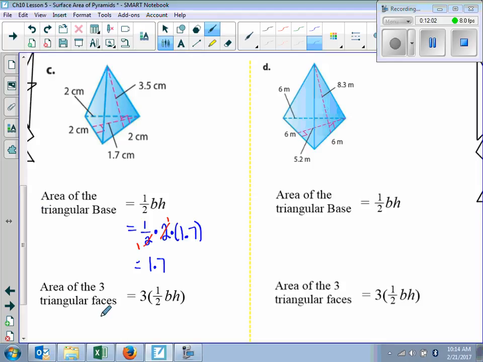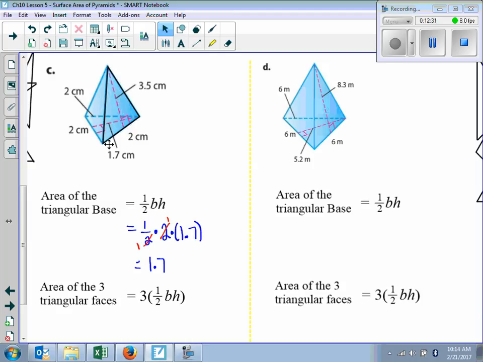So now we want to find the area of the 3 triangular faces. So here is, let's see, which one do I want to get? That's the back. Does everybody see that? That's the back triangle. Let's see. This one is the side triangle, right? And let's see, I think it's this one. And that one is the front triangle.